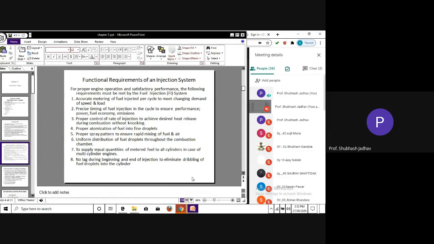So these were the requirements of a fuel injection system. These are requirements you have to keep in mind when thinking of a fuel injection system. So a fuel injection system is not that easy, remember.